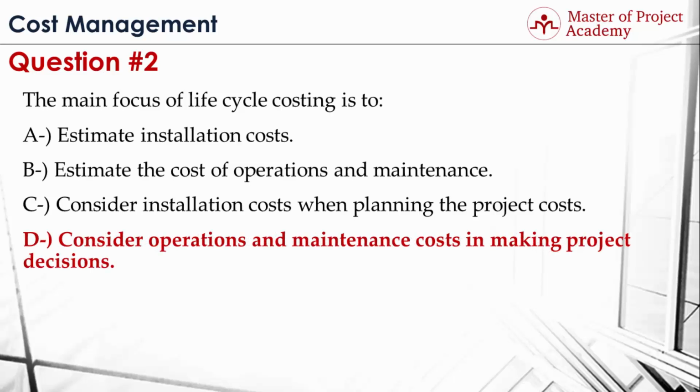D. If you remember, lifecycle costing was saying that when making a decision over different alternatives, do not think only the cost that will occur in the project. Think overall cost of a product or item when you are making a decision. Therefore, you have to take operations and maintenance cost into account when making a decision about the product during procurement.